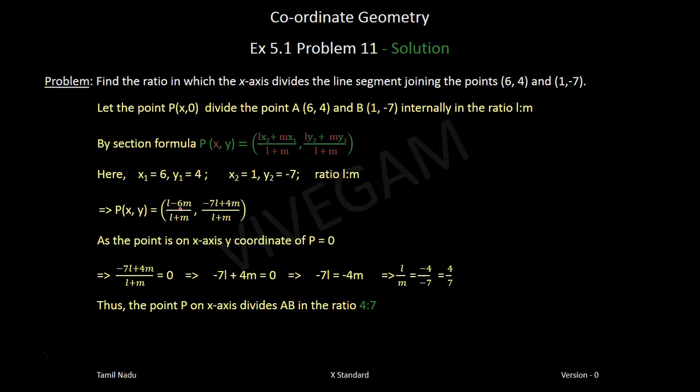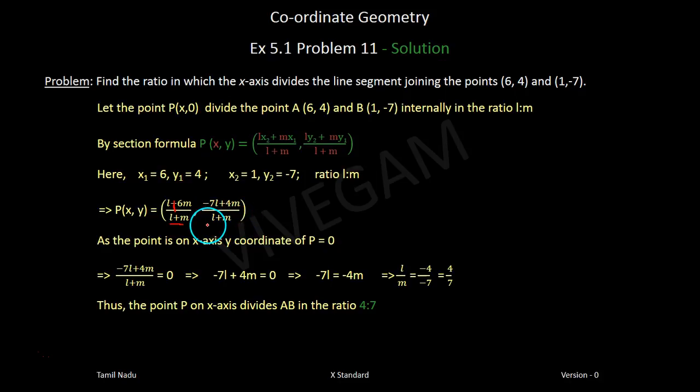it's plus here. As I said, this is plus, sorry, there is a mistake. So L plus 6M, but it does not affect our calculation because we are not using this part alone. I'll make the correction a little later. So L into x2 is L and M into x1 is 6, so (L plus 6M) divided by (L plus M). For the y-coordinate, it is L into y2, minus 7L, plus M into y1, that is 4M, divided by (L plus M).